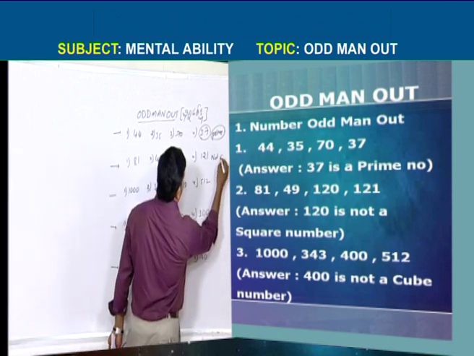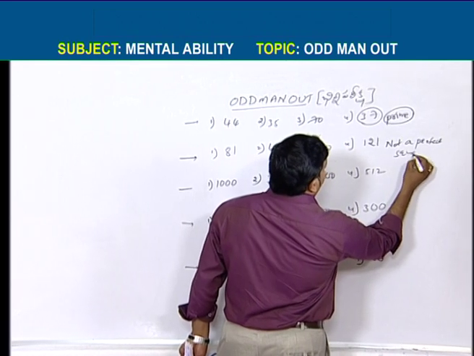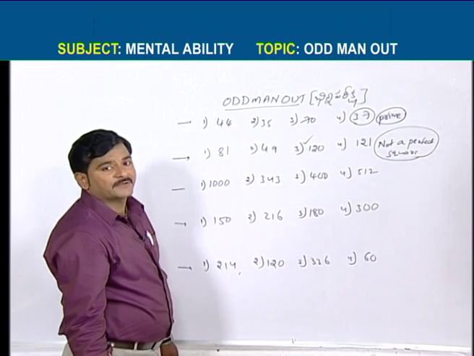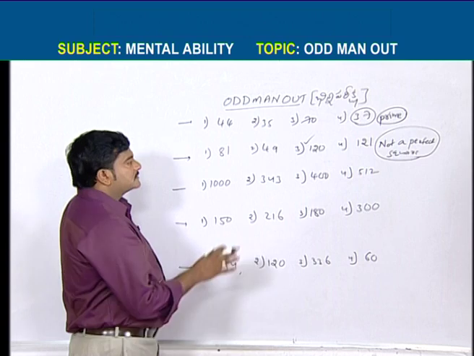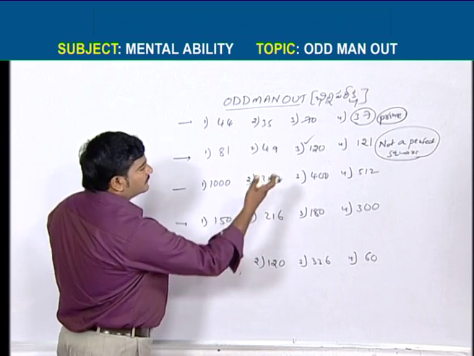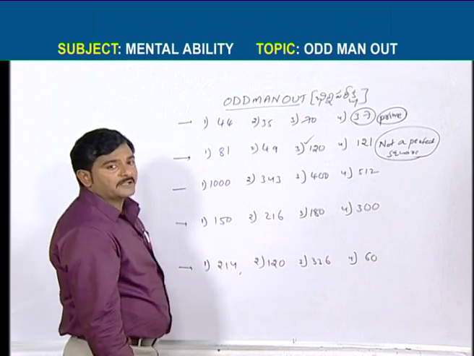What is the concept here? It is not a perfect square. That is the concept involved. I hope you understood. So that is the answer for the second question. The second question answer is the third. What is the logic involved in that? It is not a perfect square.